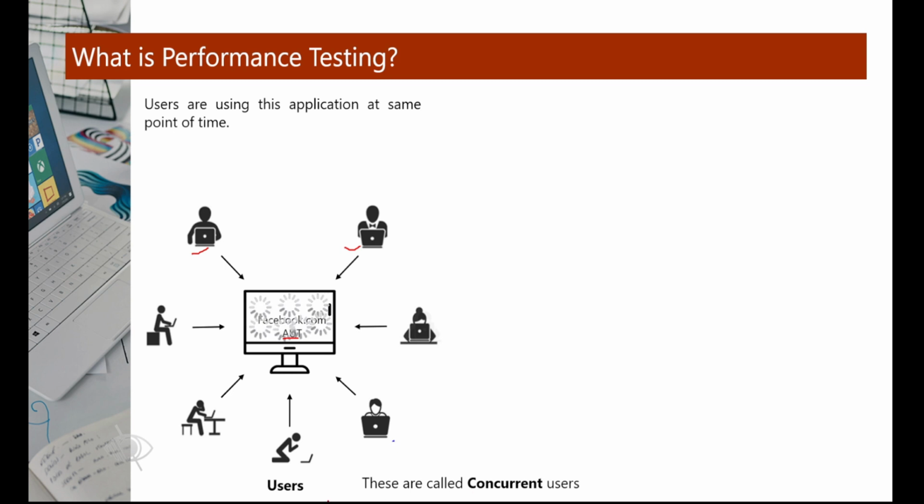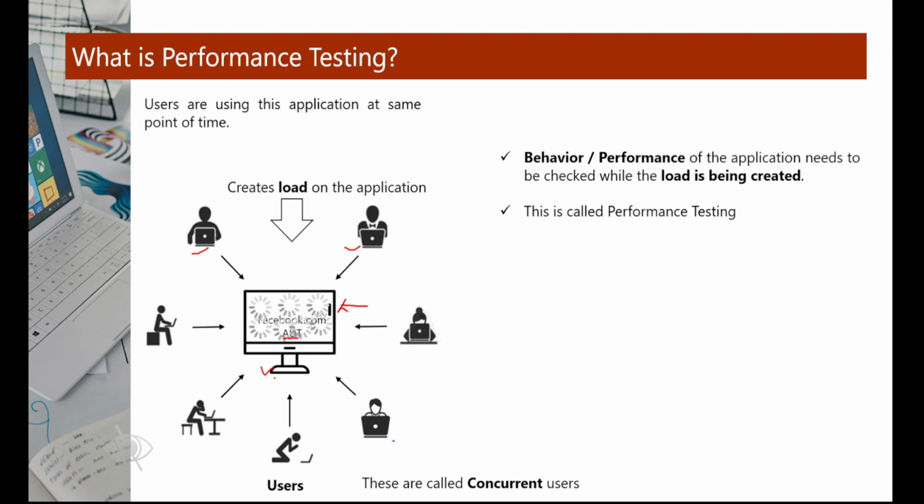So when there is some load being created on the application, we have to check the behavior of facebook.com: how this application is performing when multiple users are accessing it. This is what we call performance testing. When the load is being created, we check the behavior and performance of the system, whether there is any degradation or slowness. As per the definition, performance testing means that when the load is being created, we check the performance or behavior of the system.